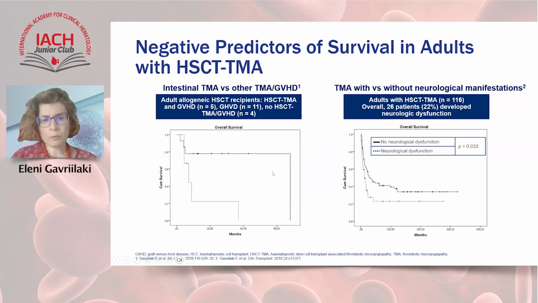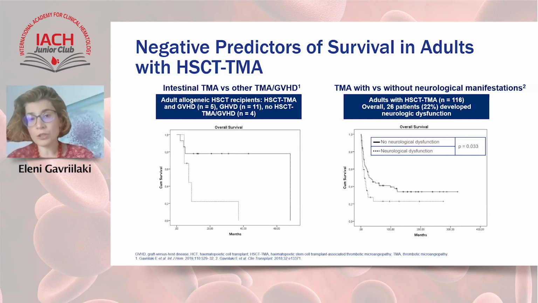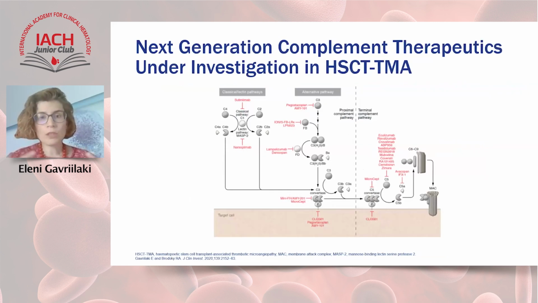And this is our experience from Panicolaou Hospital that we have gathered, showing that intestinal TMA may be another entity with GI bleeding in these patients that predisposes to very, very poor outcomes, as well as neurological dysfunction, which may be a sign of a late diagnosis or a more severe diagnosis of TMA, predisposing to worse outcomes in our adult population. So what about the future?